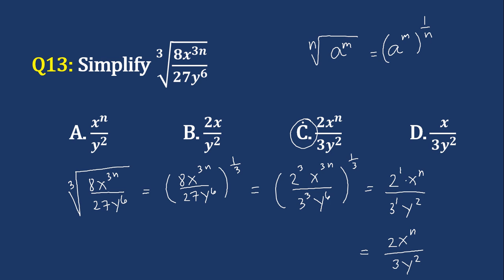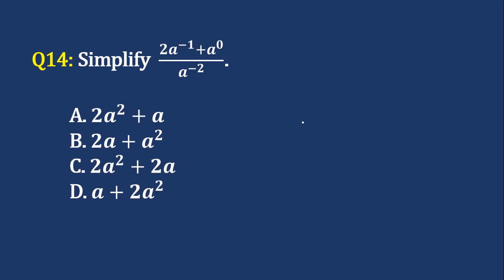Let's have question number 14. Simplify 2a raised to negative 1 plus a raised to 0 over a raised to negative 2. Alright, a non-zero number raised to 0 is always equal to 1. So we know that a raised to 0 is equal to 1. And by the other laws of exponents, we can write 2a raised to negative 1 as 2 over a. And take note, a raised to 0 is already 1. We can also write a raised to negative 2 as 1 over a squared.